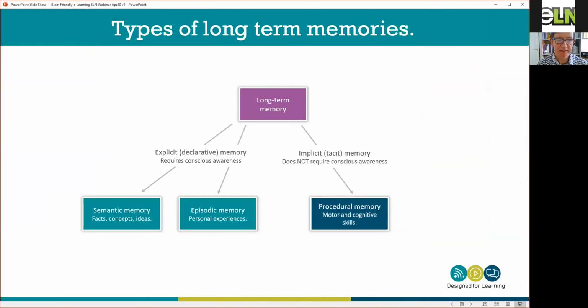So long-term memory consists, neuroscientists tell us, of different types of memory. So they have what we call explicit, or declarative, memory. So things like semantic memory: facts, concepts, ideas are in semantic memory. But also we have those episodic memories. So we go on holiday and we have an experience.